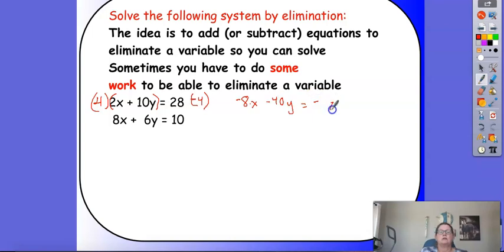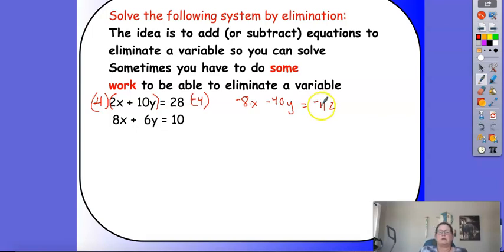Let's see. 2, 3, 1, 1, 12. Let's make sure I'm right there. It's kind of late in the day. Let's see what 28 times 4 is. Let's make sure I'm right. Yep, I'm right. It's 112.